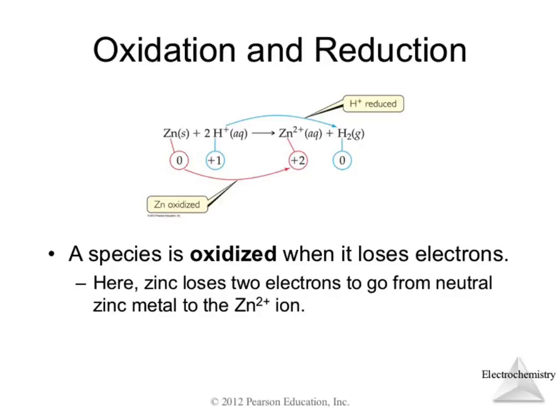H plus. The charge is plus 1. Or is there any other thing attached to that H? No. Which then also means that the charge is also the oxidation state. There's our plus 1.